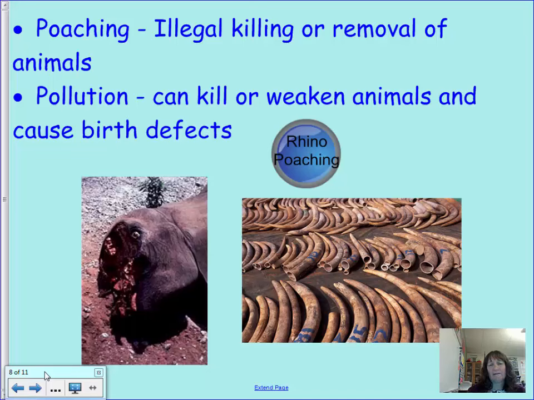Poaching is another cause of endangered and threatened species. Poaching is the illegal killing and or removal of animals. This is a picture of, it's kind of hard to tell, an elephant. The poachers kill the elephant, basically cut the front half off so they can easily get the tusks out. Then they take the tusks and leave the elephant there to rot. Also, pollution can kill or weaken animals and cause birth defects. That's another big problem, especially with ocean organisms.